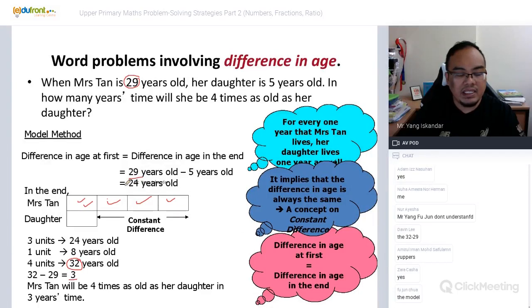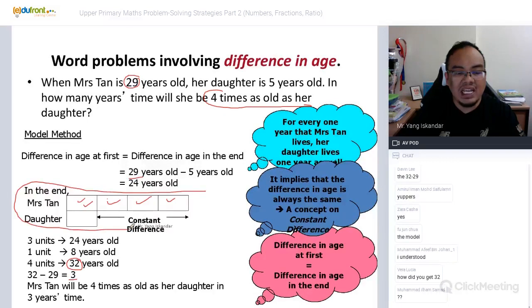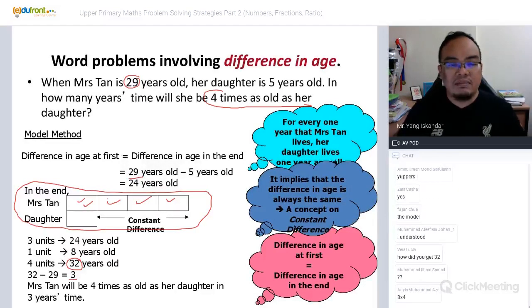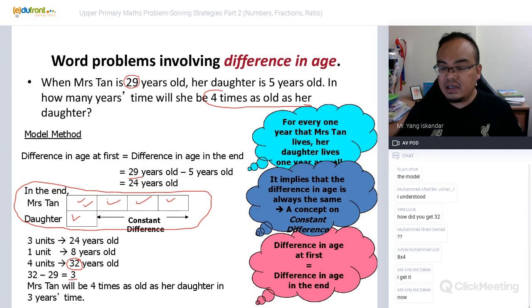The model. Okay, let's take a look at the model. Now, you see, they tell you that in how many years' time will she be 4 times as old as her daughter? So what I'm drawing here is the model in the end, right? The model at the end, which is 4 times more than the daughter. So the daughter 4 times means the daughter 1 unit, Mrs. Tan is 4 units. Correct or not?